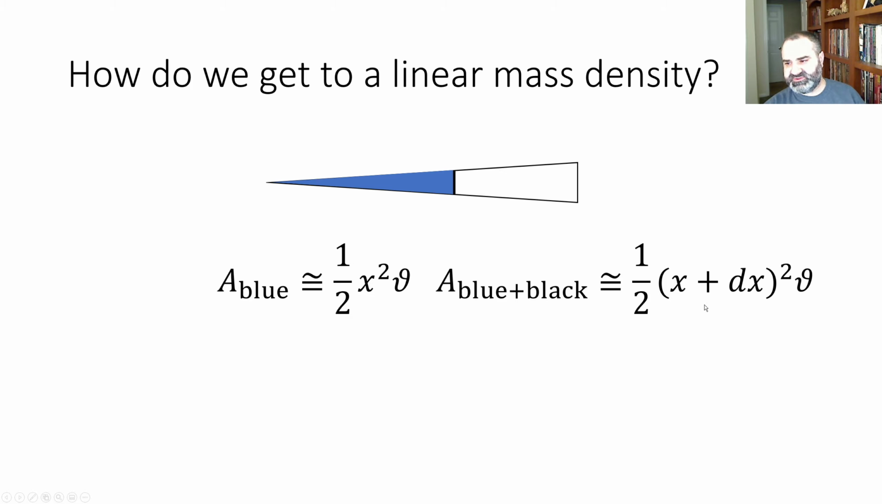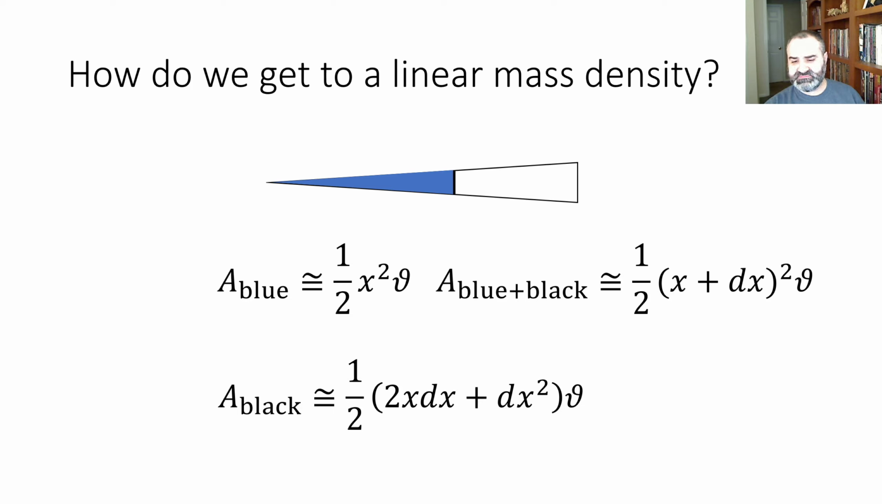We take a difference. That does mean we have to expand this square in taking the difference. So when we do that, we get the following. And we're going to make an approximation. dx is an infinitesimal. We have an implied limit here, as dx goes to 0. dx squared goes to 0 far faster than dx, so we'll ignore that term. And so our approximation becomes x dx times theta as the area of this small black slice.